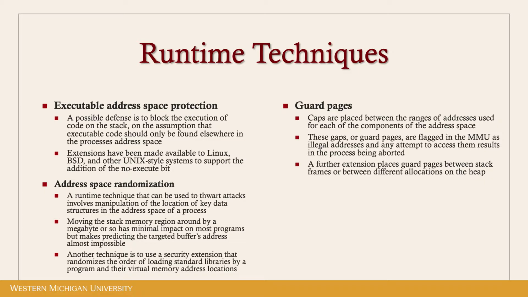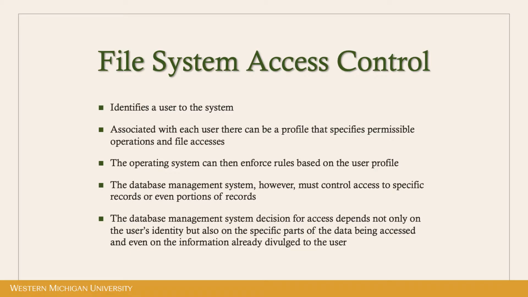We can also use guard pages, and that's where we place gaps between the ranges of addresses used for each of the components of the address space. These gaps are flagged as illegal addresses, and an attempt to access them results in the process aborting. So this is just another way we use the system: if something happens in the execution that's not supposed to happen, we can just drop it. We can cut it off and make sure that no more damage gets done. So that's a look at one of the code vulnerabilities that we have to worry about.